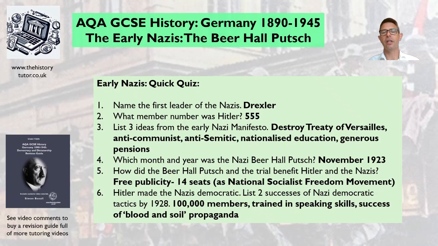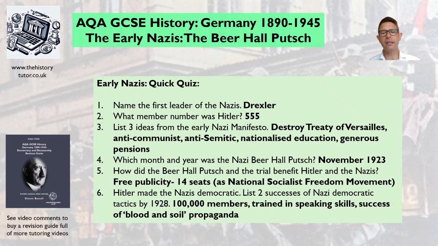So it lists 3 ideas from the early Nazi manifesto. Well, we have firstly some nationalist ideas like destroying the Treaty of Versailles, regaining the land lost, regaining the lost German people in other countries. We also have the anti-communist value. They are becoming more right-wing under Hitler, so they're anti-communist. Hitler brings in the anti-Semitic and race ideas as well, about a perfect German race. He has social policies, of course, as well. So he wants to nationalise education and develop an idea of love of country. And he sees old people as the heroes of Germany, and they should be rewarded with generous pensions.